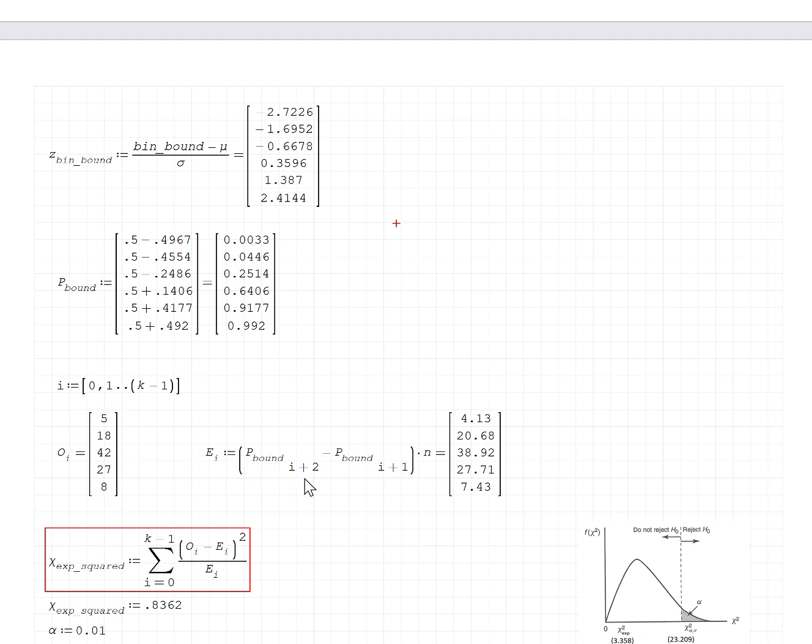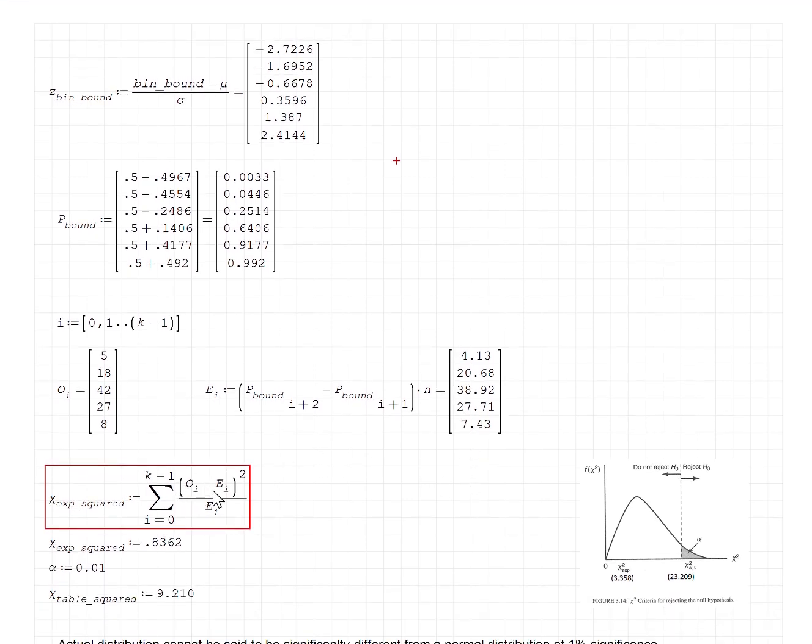And then we have our expected, which is our bound from the top side minus the bound of the bottom side of those, and we calculate out, times the number of samples that we have, and we get these frequencies in here. So this is where our expected values are going to be. So we throw those into this equation here. We go through our observed, which we are given, minus our expected, which is what we calculated out right here using the z-table. And then we get our chi-squared of experimental squared.